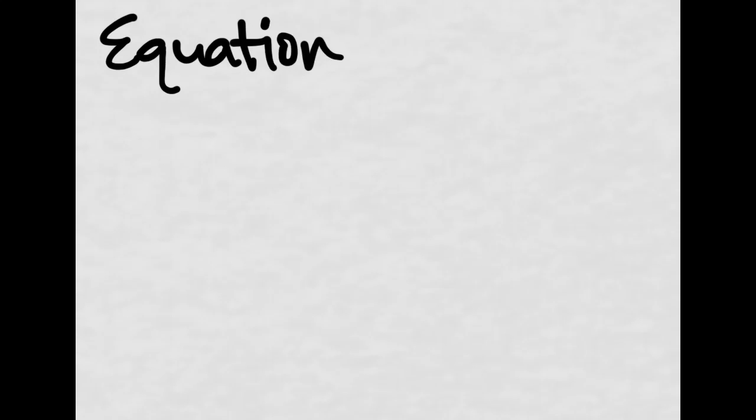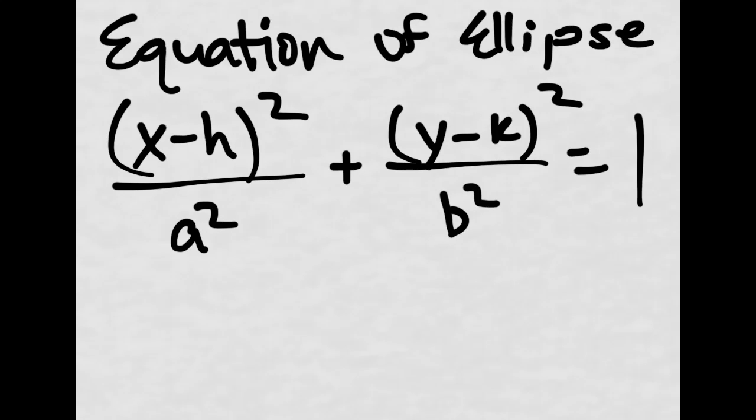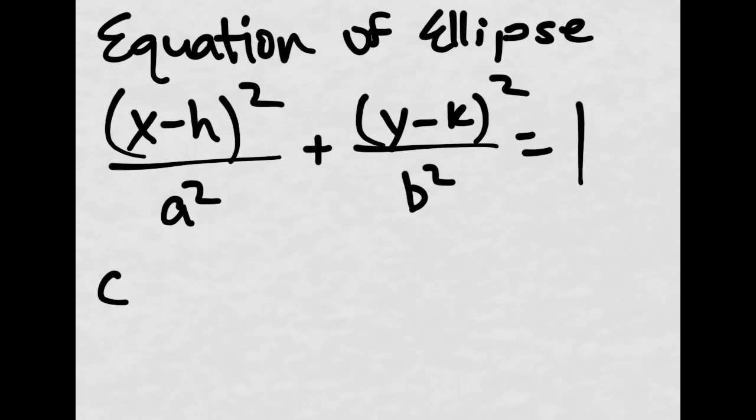So let's talk about the equation of an ellipse. So here's my equation of an ellipse. So what does it kind of look like? The center will be what? Same thing it is in a circle. (h, k).